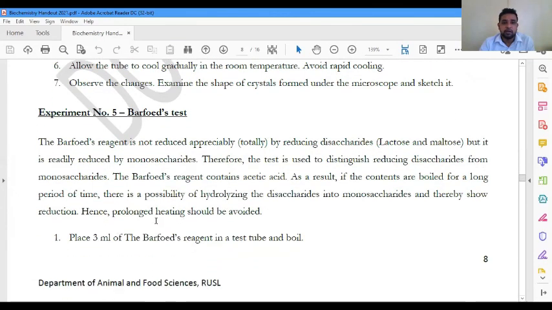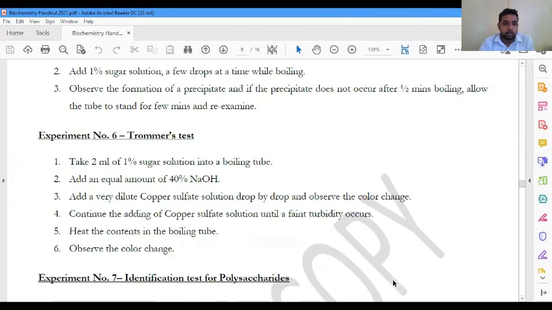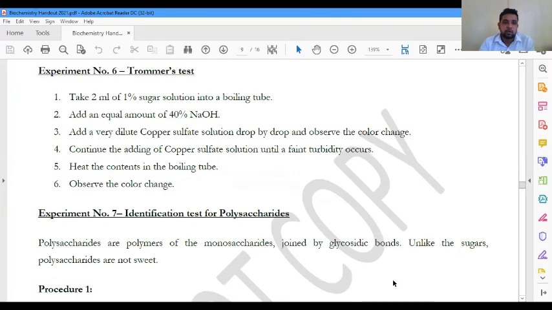And Barfoed's test, we can use this test to distinguish between reducing monosaccharides and reducing disaccharides. Reducing monosaccharides will give positive results within a short period of time, but reducing disaccharides will take a longer time to give results for this Barfoed's test. Based on that property, we can distinguish between them. Then I discussed with you Tollens' test. This is also a very simple test to distinguish reducing sugars and non-reducing sugars.